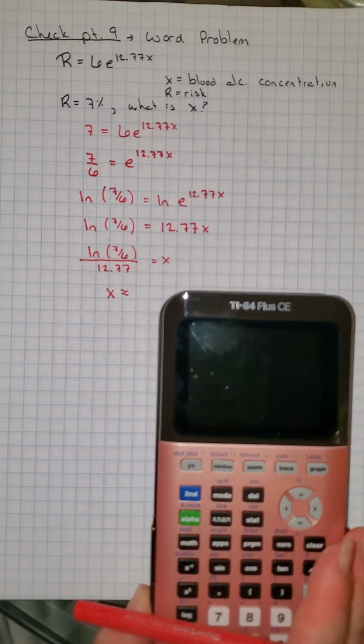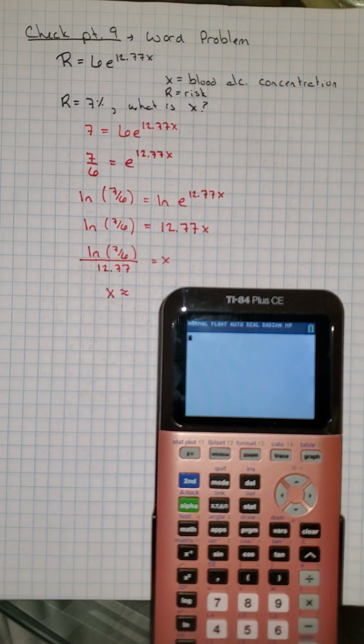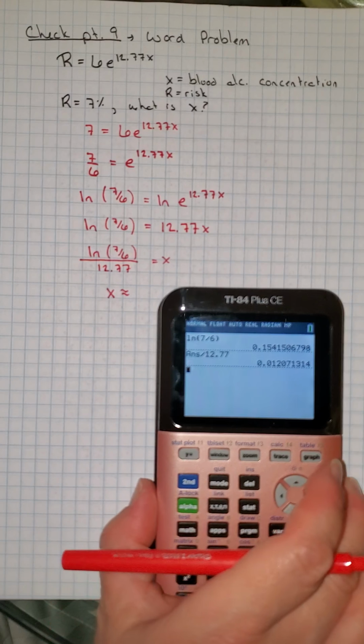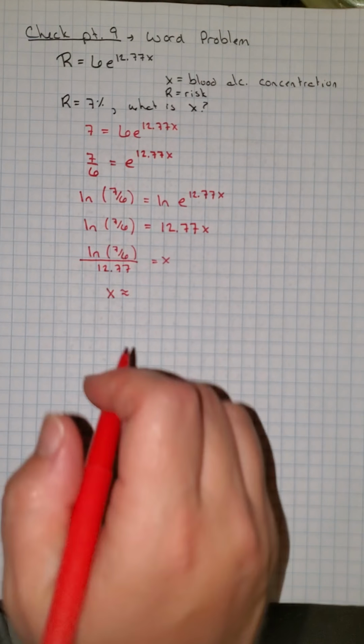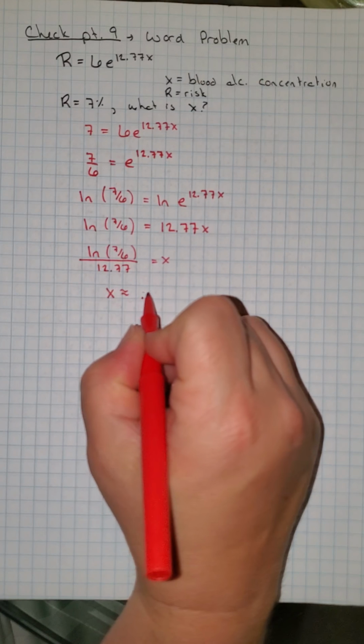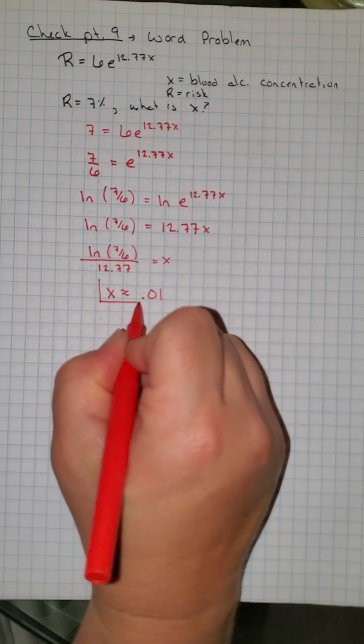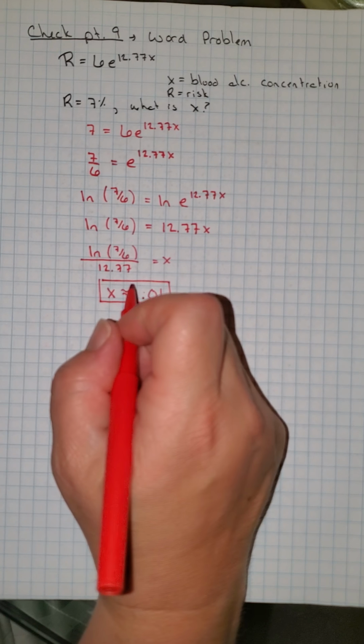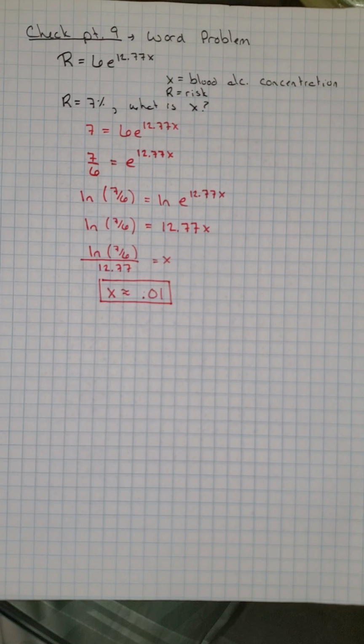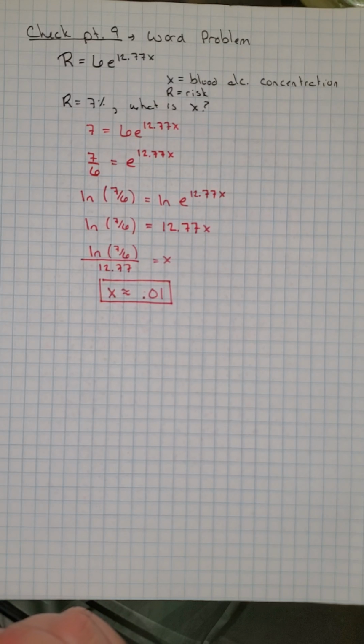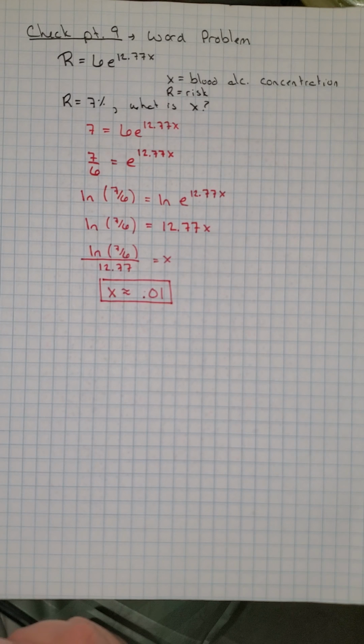Alright, so then we need to do that in our calculator. We have the natural log of 7 divided by 6. And divide the answer by 12.77. Get 0.01. So it's a 0.01 blood alcohol concentration. So basically you're just plugging in some numbers and solving it.